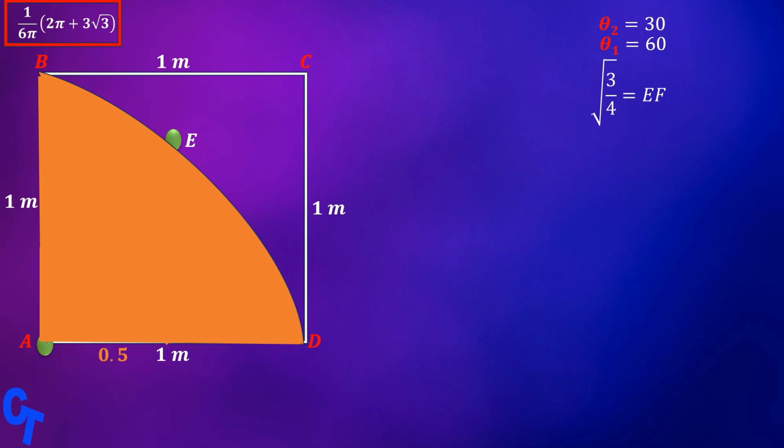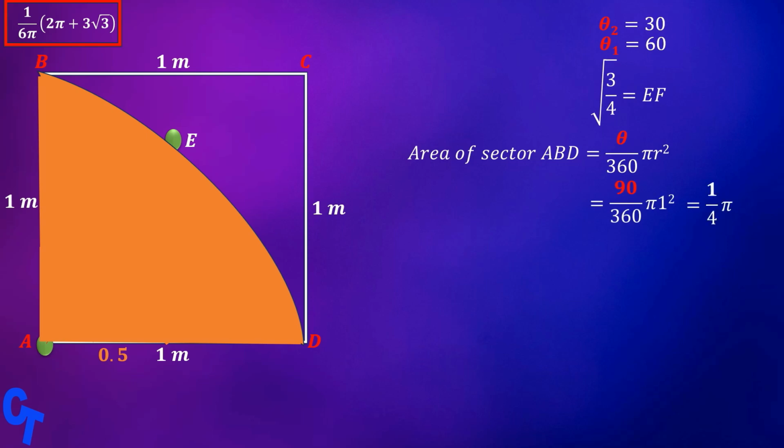Okay, so this is going to be a sector, and you know a sector is going to be theta over 360 times pi radius squared. So let's find the area of the sector ABD. So angle, we know that it's 90. For the radius, it's 1. And we're going to leave it in terms of pi, since we need our answer in terms of pi. So it's going to be 90 over 360 times pi. That is going to give us 1/4 pi.